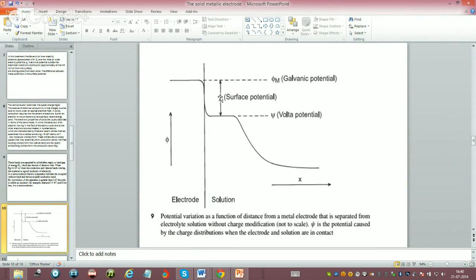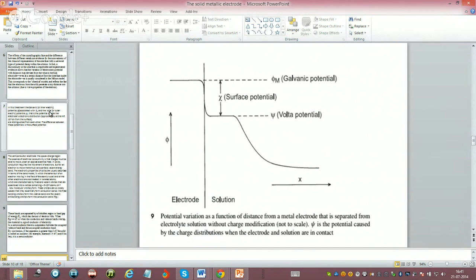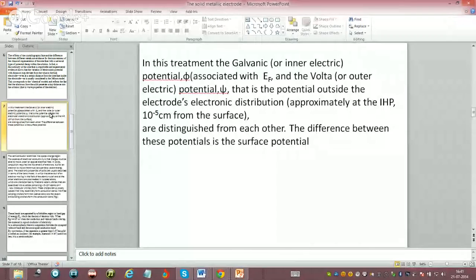So the difference between these two potentials, galvanic potential and Volta potential, is called the surface potential. And in the electrolyte, the potential drops and goes to the minimum value as the distance away from the electrode increases. Okay, so I hope you understand this. This is what is happening in the case of the applied potentials.